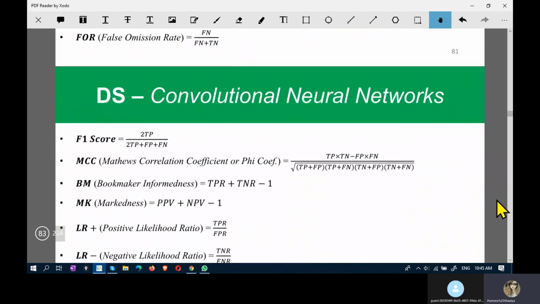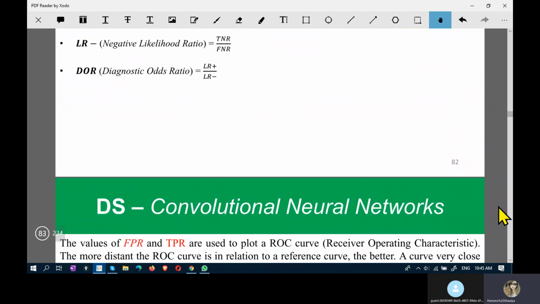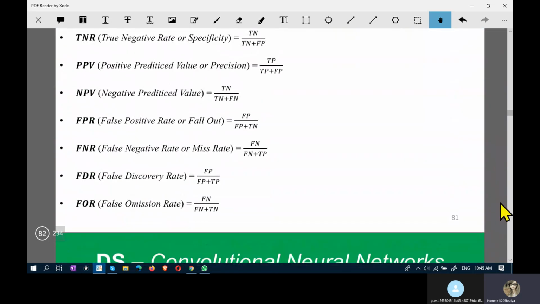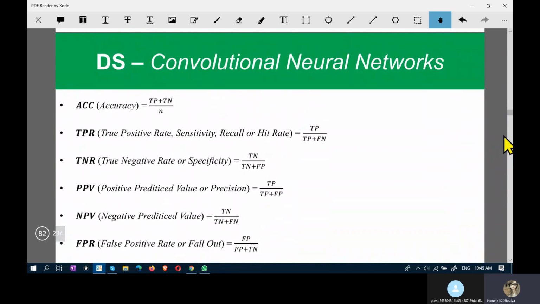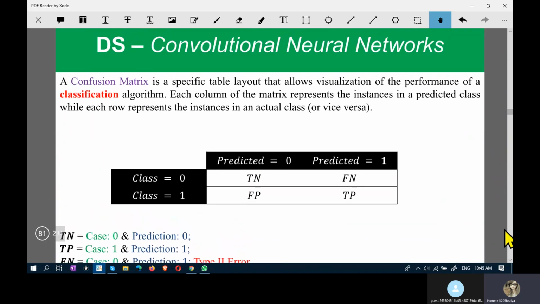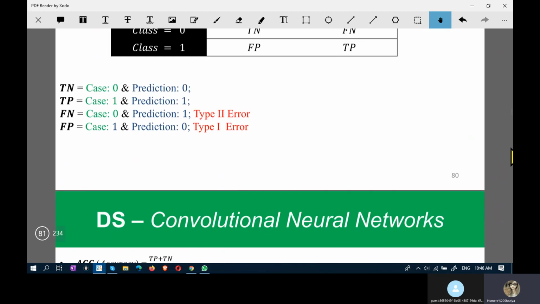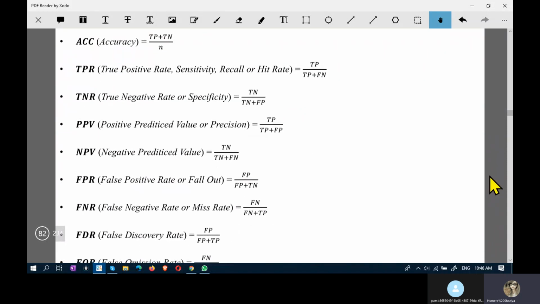Okay, this we already discussed. The confusion matrix is also an evaluation criterion for classification. It's a table that visualizes the performance of the classification algorithm. In order to evaluate and assess the performance of a classification algorithm, you use this confusion matrix.